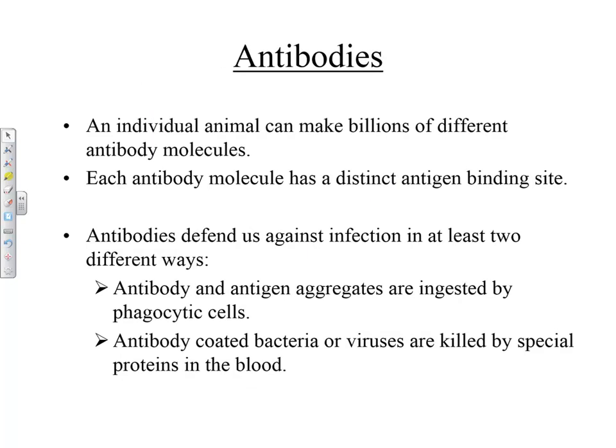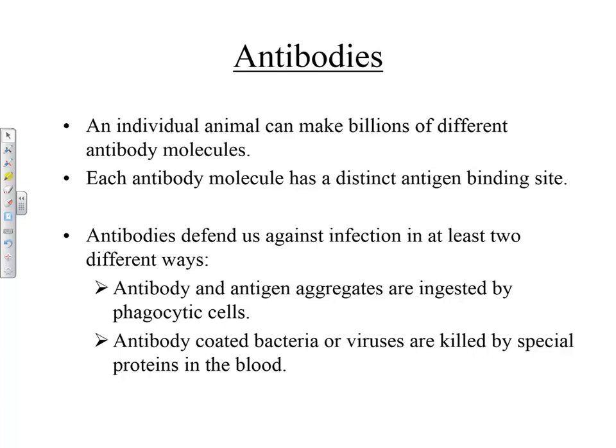Now, an individual animal can make billions of different antibody molecules, because there are many different antigens. Like after a little kid is born, the first couple of months they take all kinds of shots, because they don't have any antibodies. You're trying to give them the antigen to stimulate the production of antibodies. So each antibody molecule has a distinct antigen binding site.